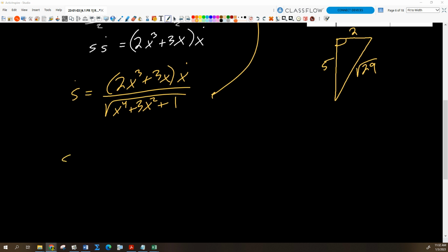So s dot equals, we said x was 2 and x dot was 2, right? So this is just going to give me 2 times 2 cubed, that's 16, plus 2 times 3 is 6, times x dot is 2, divided by, we already know that's the square root of 29. So what are we getting here? 22 times 2, 44.